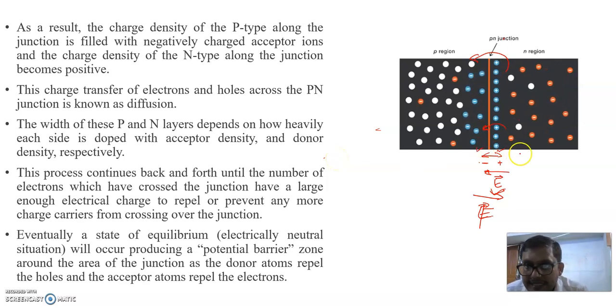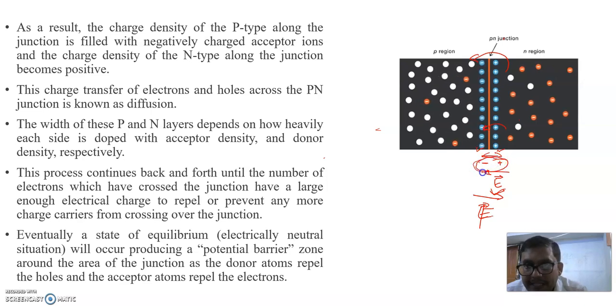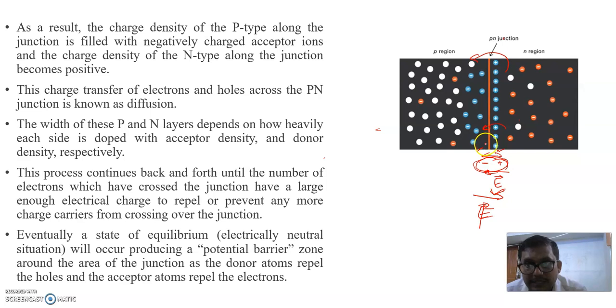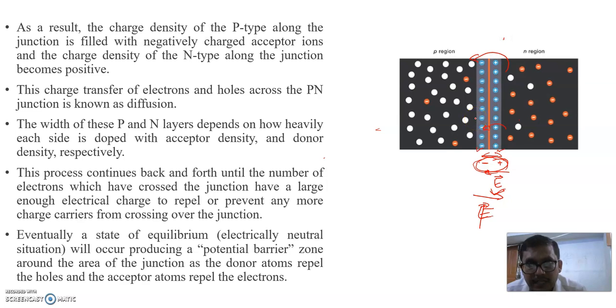And that induced potential is called barrier potential. Why is its name barrier potential? Because it opposes the flow of electrons from n-type region to p-type region. That's why it's called barrier potential. Due to the barrier potential, the flow of electrons from n-type region to p-type region is stopped.